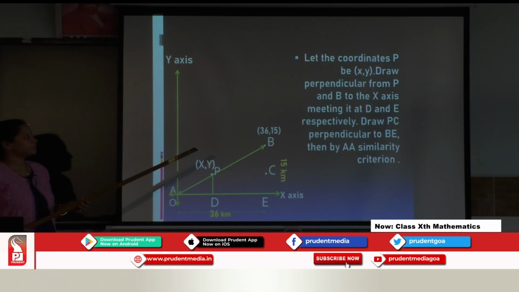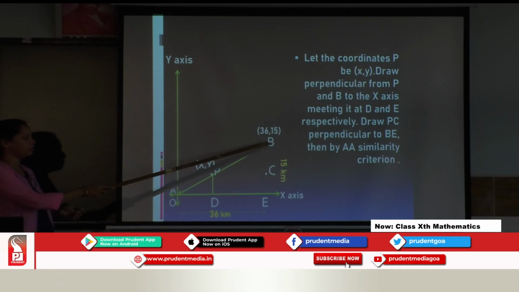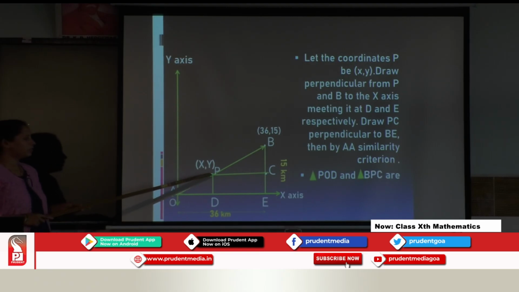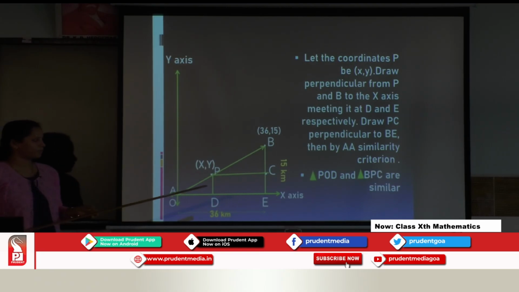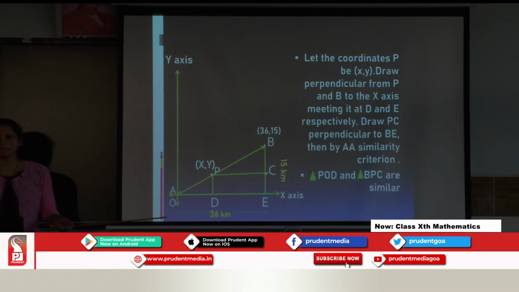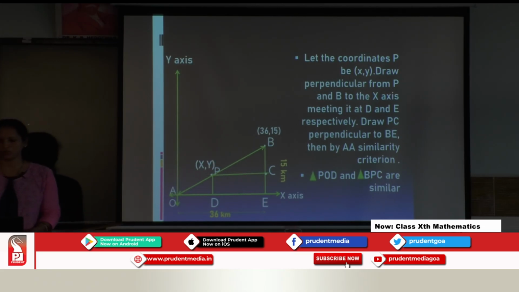So let the coordinates of P be (x, y). Draw perpendicular from P to the x axis and also from B to the x axis, which meet at D and E, and also a perpendicular from P to BE. So now here we got two triangles, that is triangle OPD and BPC, which are similar, and we know that the ratio of the corresponding parts of similar triangles are equal.